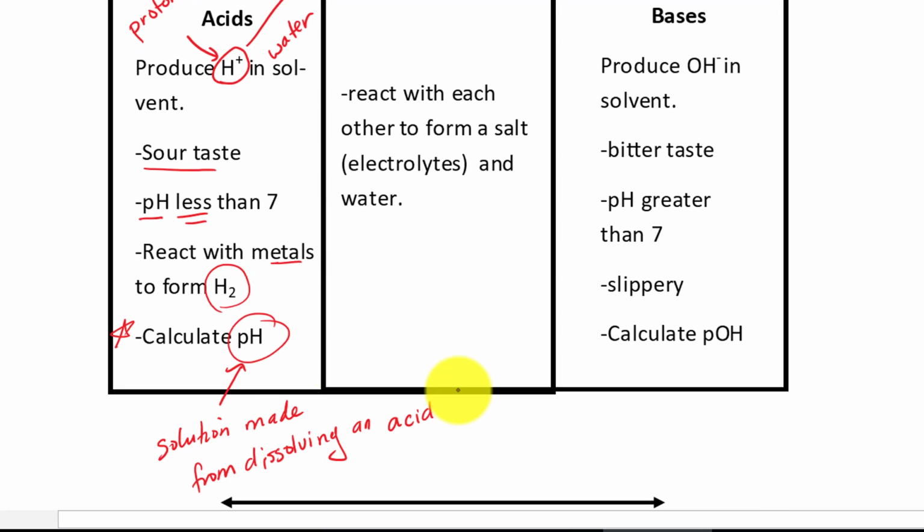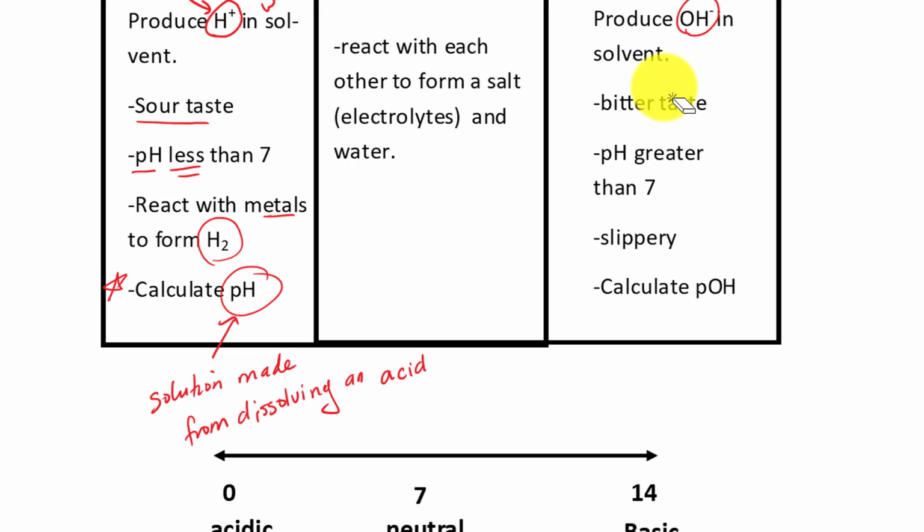Now let's go over to the bases. The bases produce OH minus, and the name of the ion for OH minus is hydroxide. Another characteristic of a base is that it has a bitter taste. Think of soap. If you ever tasted soap before, it tastes very bitter. On a pH scale, remember acid and base are kind of opposite to each other. If acid is less than 7, the pH for a base would be greater than 7 on a pH scale. Another characteristic of bases is that they are very slippery. When you think of bases, think of soap, like hand soap.